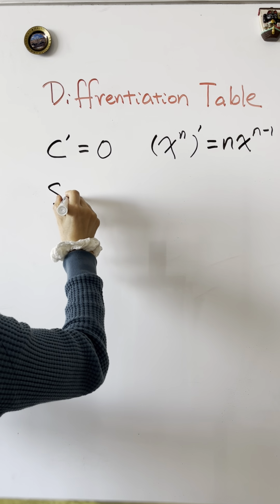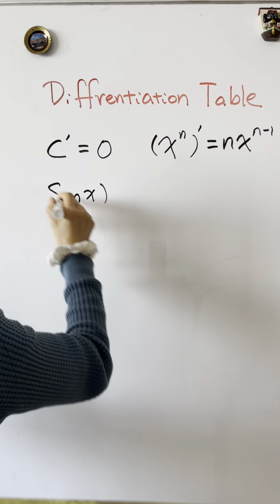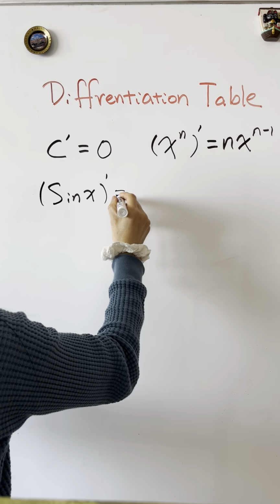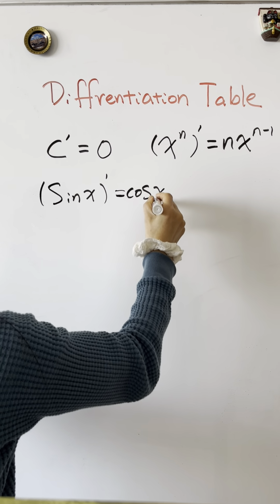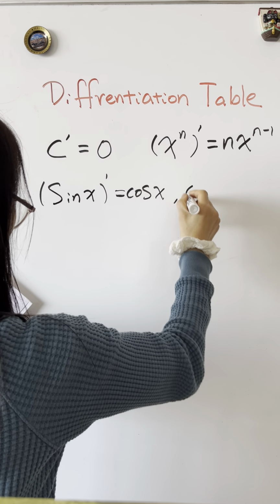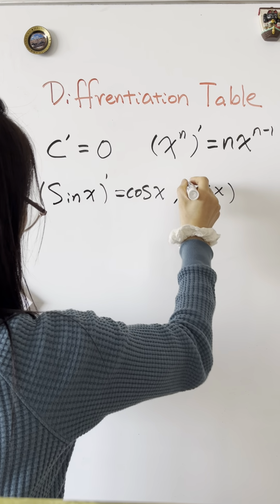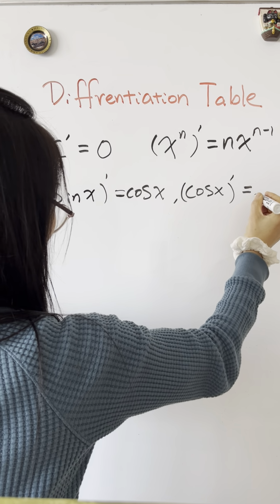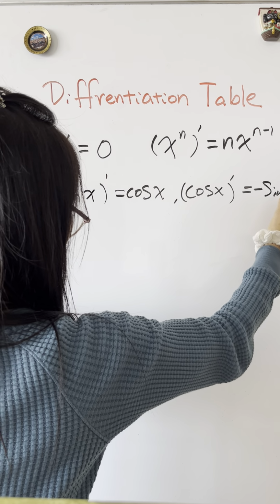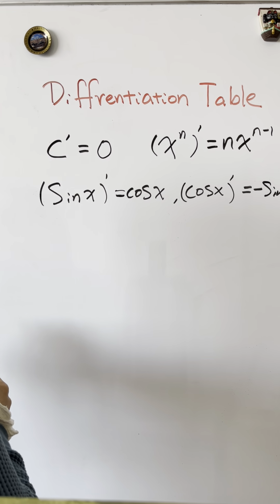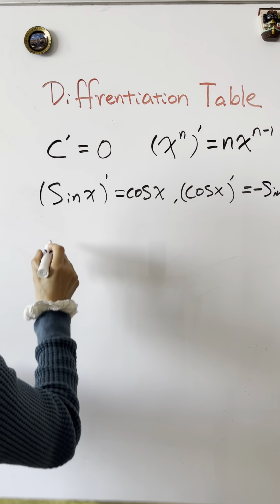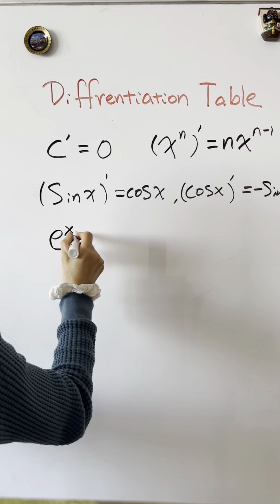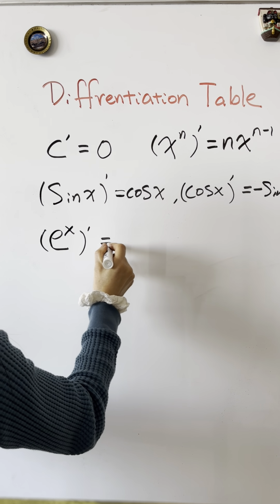Then sine and cosine: the derivative of sine, or sine prime, equals cosine. And the derivative of cosine is not sine, but negative sine. The derivative of e to the x is itself.